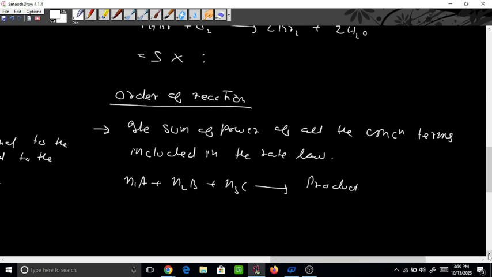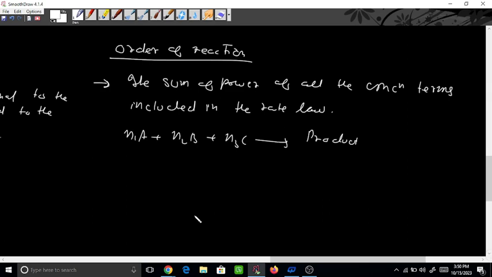So what was the law of mass action? Law of mass action means rate. How have we written it? Rate is equal to some rate constant K into concentration of A to the power N1, then concentration of B to the power N2, then concentration of C to the power N3. So the sum of the powers of all the concentration terms included in the rate law. This is the rate law.